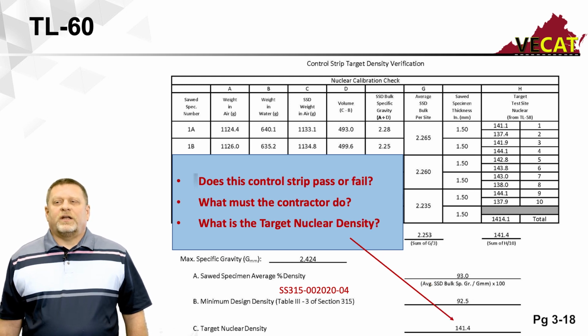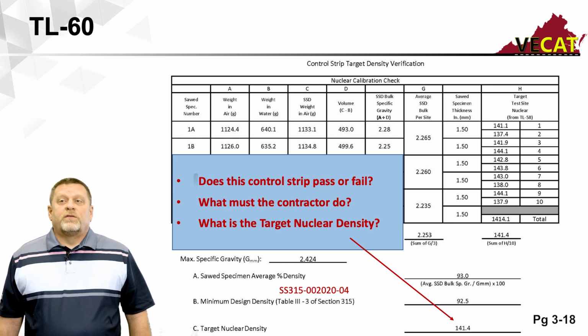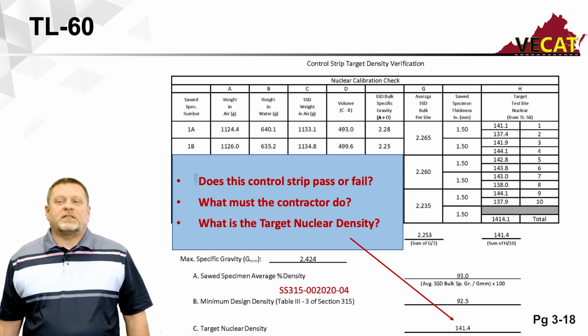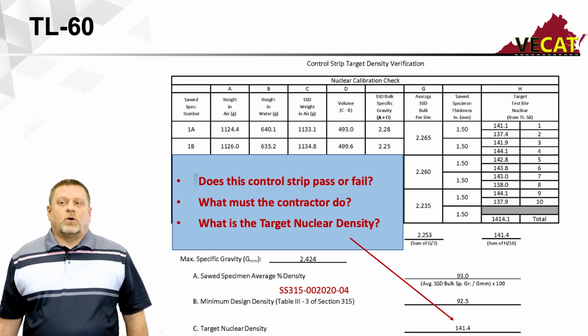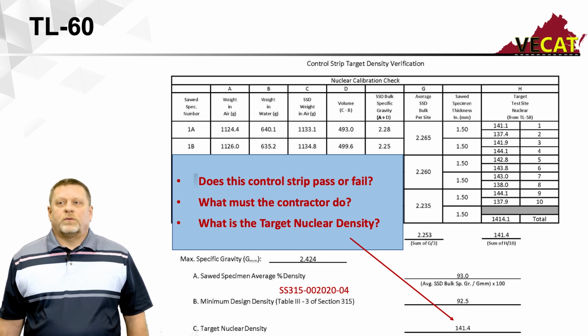That means our target acceptance density will be a 141.4 for this equipment, for this mix, for this control strip going forward for any other test sections. Well, that's the target density we would be using going forward with this gauge, a 141.4.